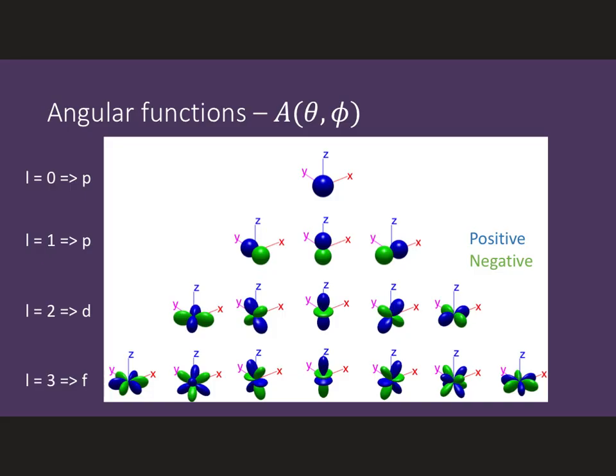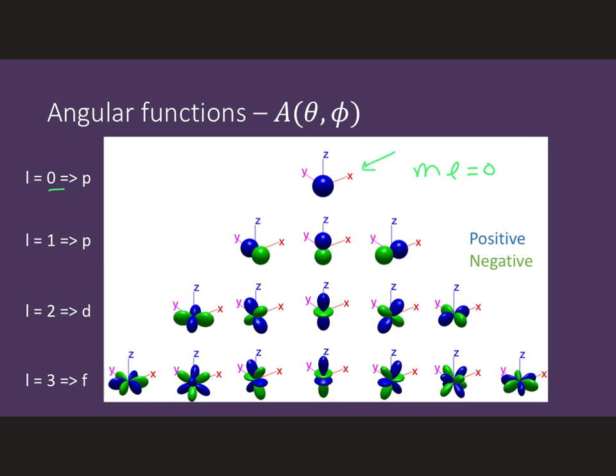I think the angular functions are a little bit easier for most students because you've had more experience with these without even realizing it. The angular functions are just our orbitals. So if we're looking at what we have here, these are described by our L and ML quantum numbers. If L is equal to 0, there's only one possible ML state, that is ML equals 0. I have one shape, one orientation.